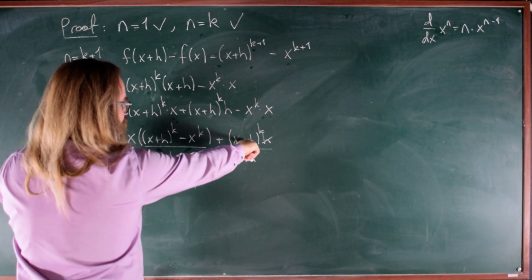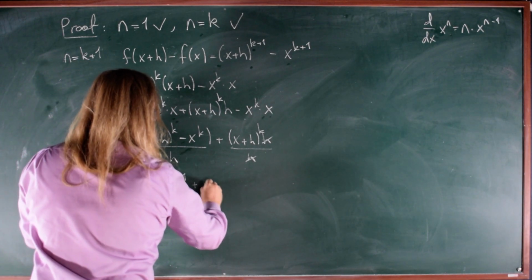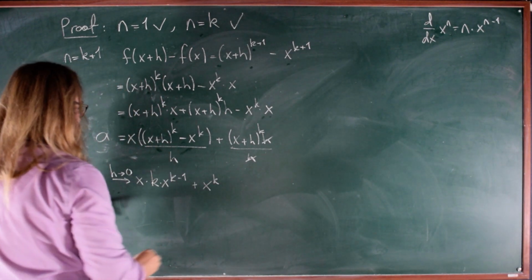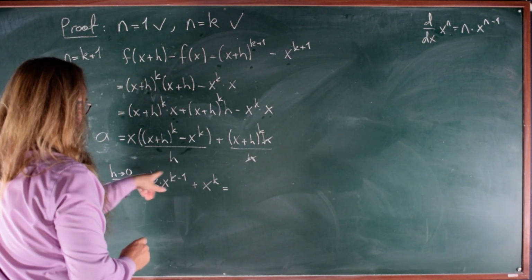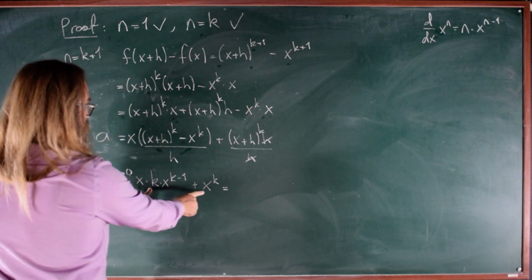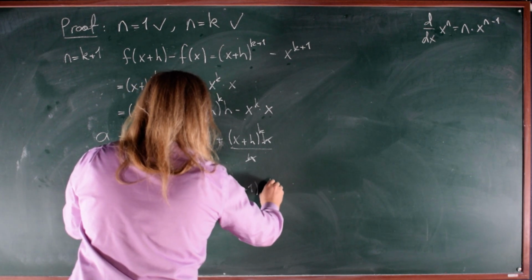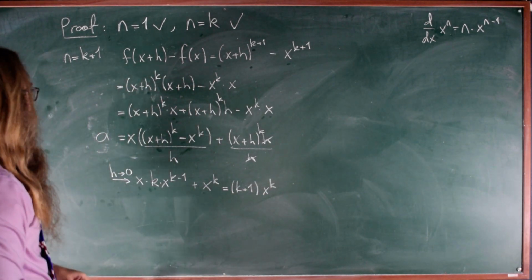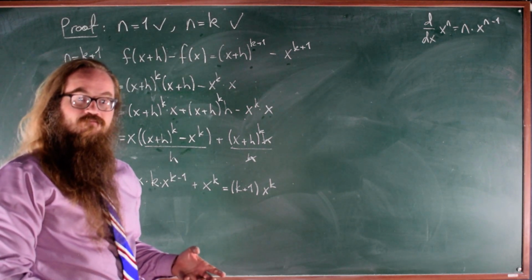So as h goes to 0, I can just replace this by a 0 because it doesn't cause any issues. So this is going to be x to the k, right? Which is equal to, well, we have x to the k minus 1 times x, which is just x to the k. And then we have k of them, and we have one of them. So this becomes k plus 1 times x to the k, which is exactly what we wanted to show. Yeah, that's beautiful.